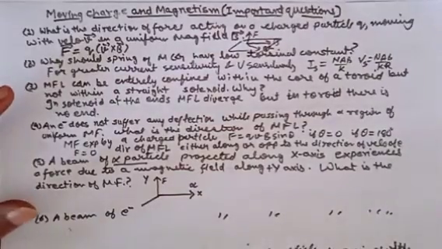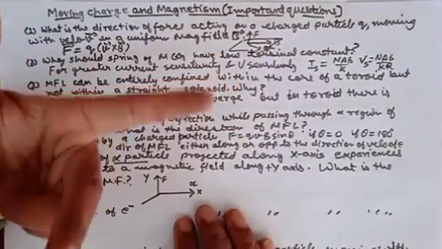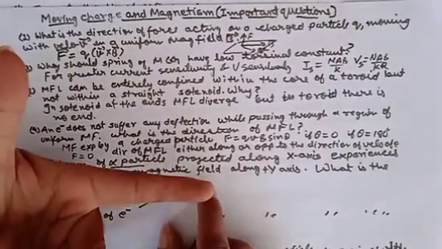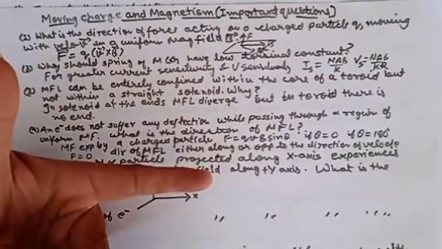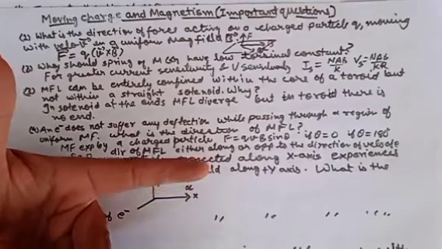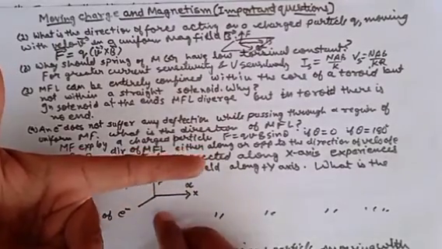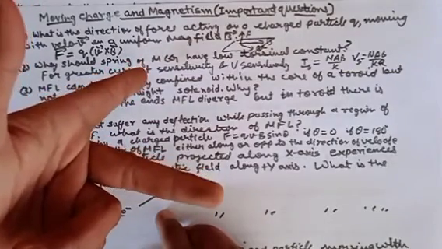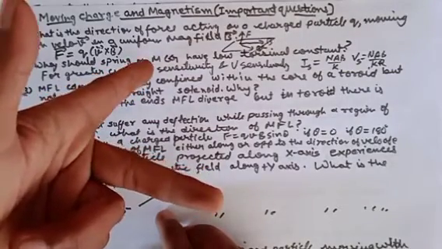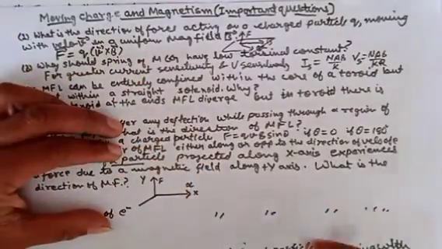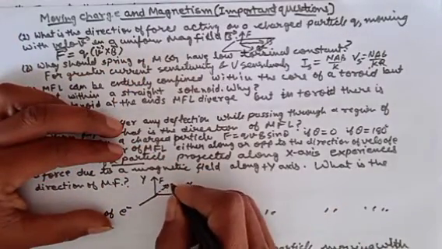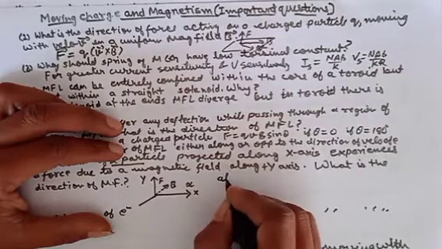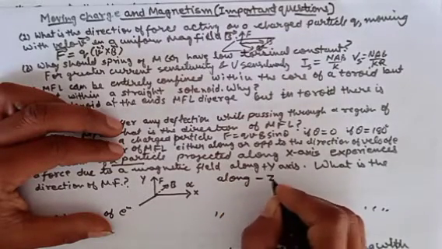So here we will apply Fleming's left hand rule. This is the direction of force, upward. This is the direction of motion of positive charge. So now my first finger, the index finger, is pointing in toward the paper. That will be the direction of the magnetic field, along the negative z-axis.